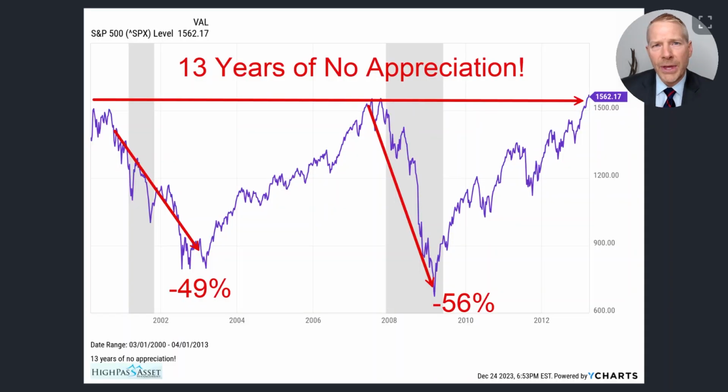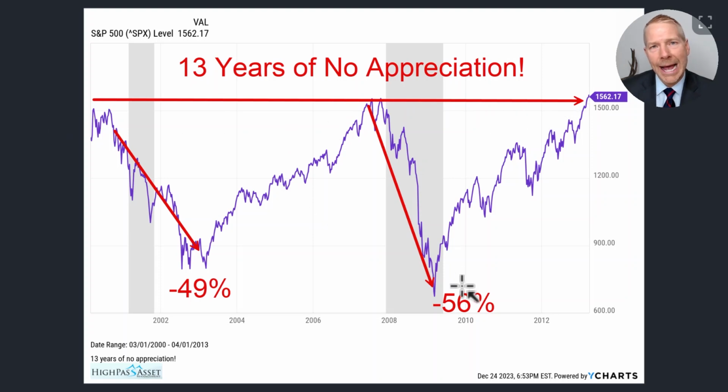Here's the year 2000 sequence of negative returns event. 1, 2, 3 bad years in a row, minus 49% peak to trough. It was a big loss for the S&P 500. We're looking at the S&P 500 price return for the 2000 to 2013 timeframe.